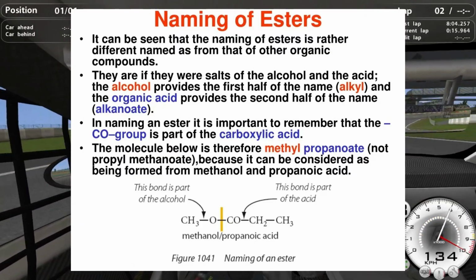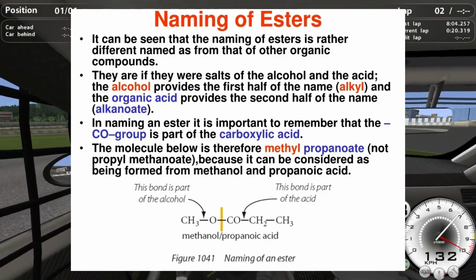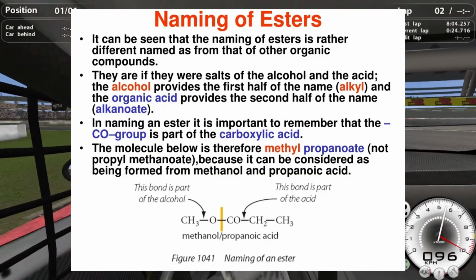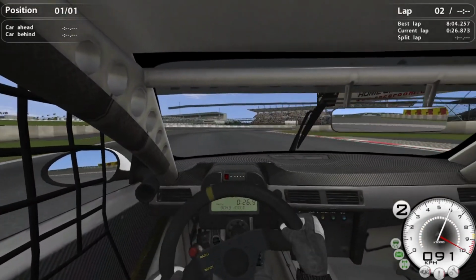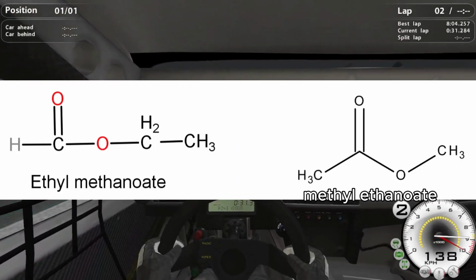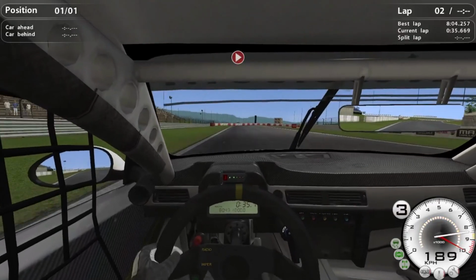And then for the carboxylic acid part, you replace the "oic" with the "OH". So here are two examples: ethyl methanoate, methyl ethanoate, right? Notice what they look like. All right.